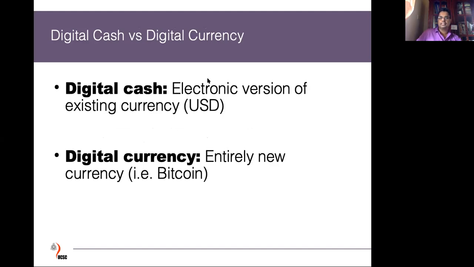Digital cash schemes such as Chaum's and all the others have now disappeared. We define digital cash as an electronic version of an existing currency. A digital currency is a new payments instrument. Digital currencies are new payments instruments like dollars. Now we have Bitcoins, we have Ethereum. They are new payments instruments which we can use to buy, sell, and whatever we do online.